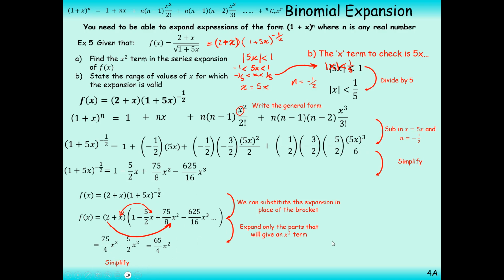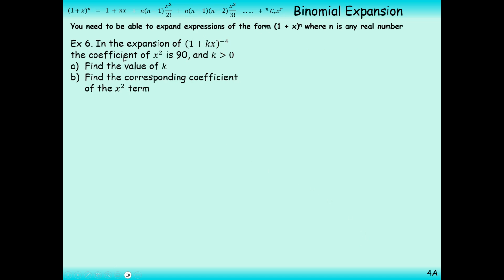Alright, so let's look at another example. This is the last example. We've been asked to calculate 1 plus kx raised to the power of 4, and we've been told that the coefficient of x squared is 90, where k is a positive value. So in our calculation, we will have to set the coefficient of x squared to 90 and solve backwards for k. So we are basically looking at this term here in our expansion. There is no need to write every other term in our expansion.